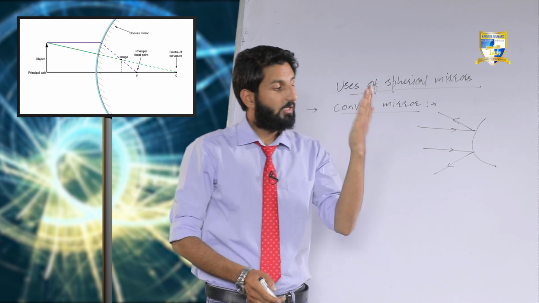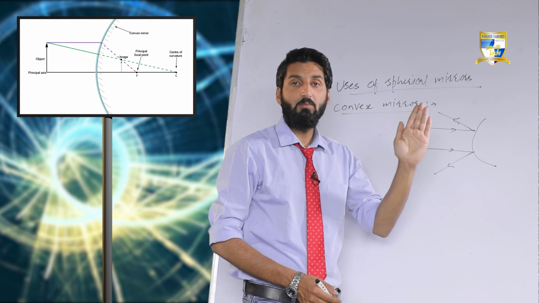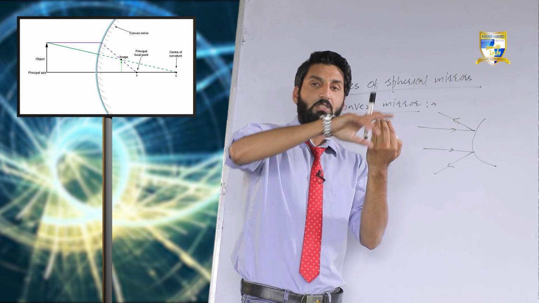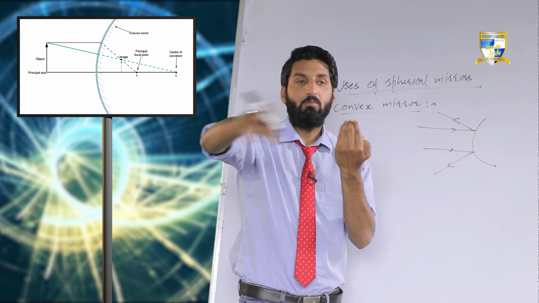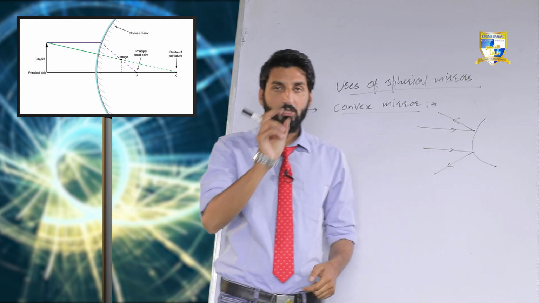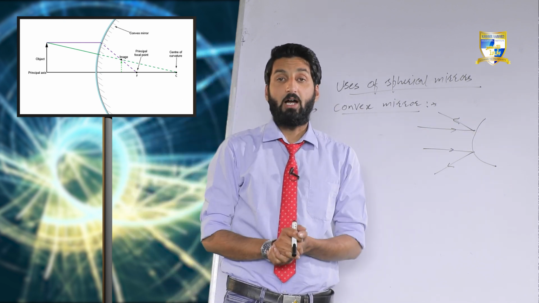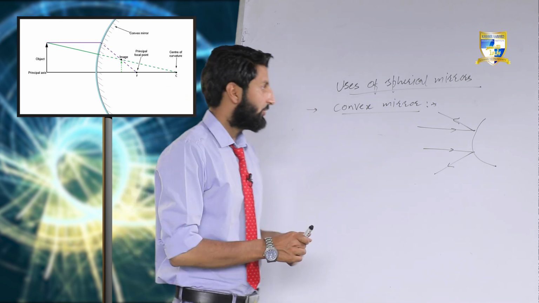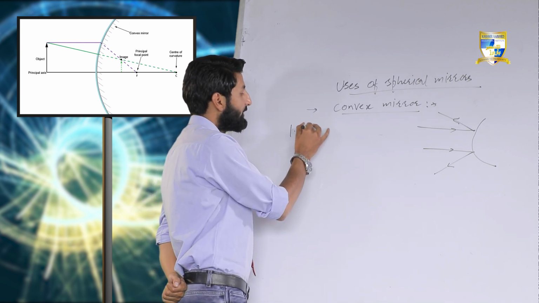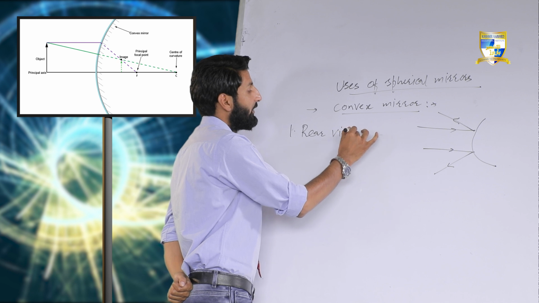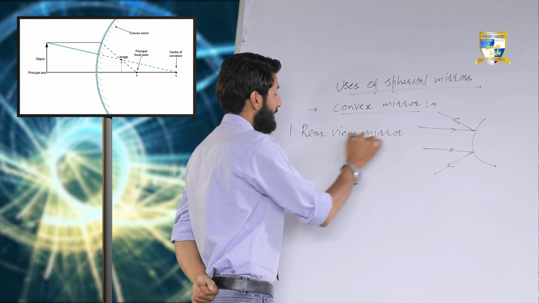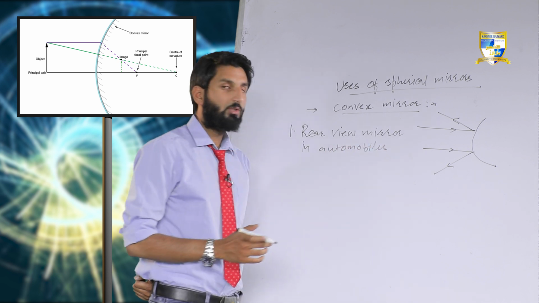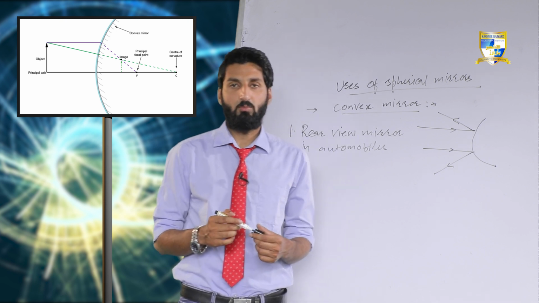A plane mirror enclosed only this row of students, while a convex mirror of the same size enclosed the entire image of the class. Though the image formed is small, it enclosed a wide area. Based on this, the convex mirror has certain uses. The first use: it is used as a rear view mirror in automobiles.